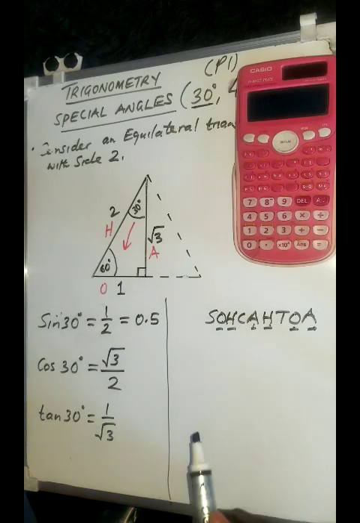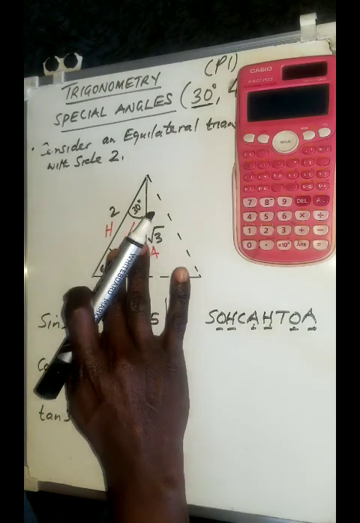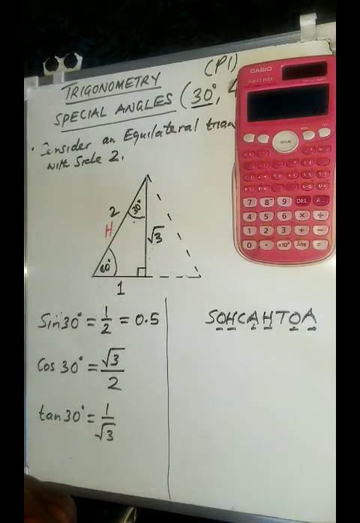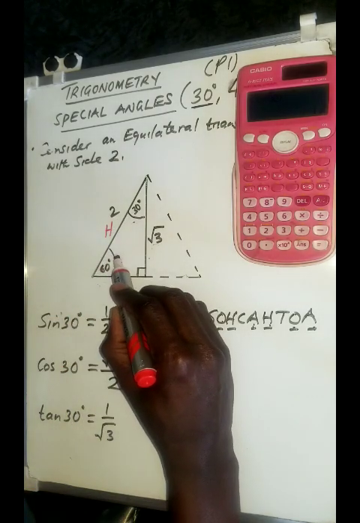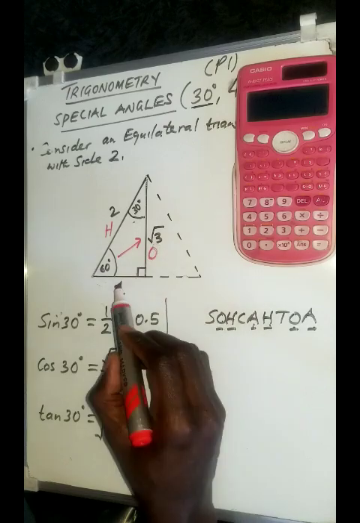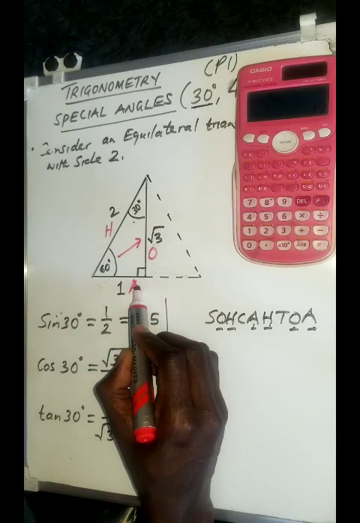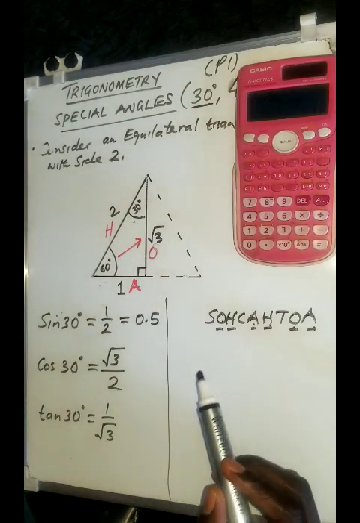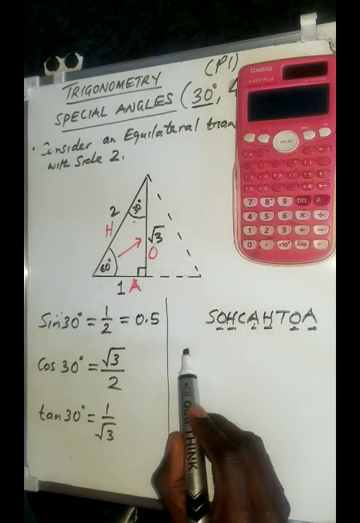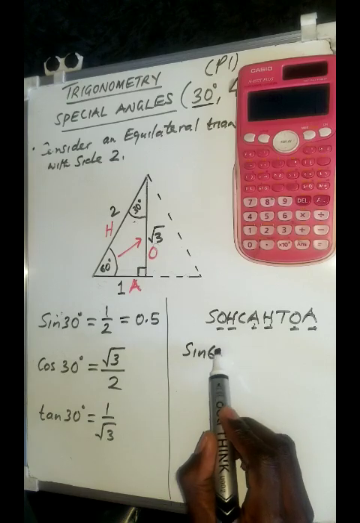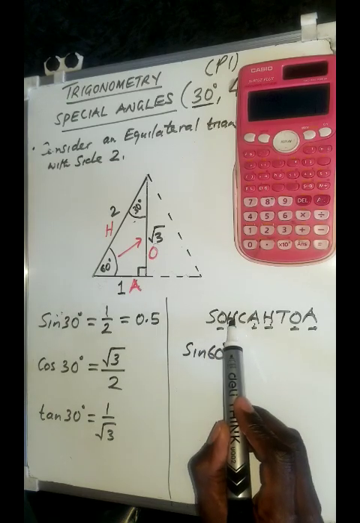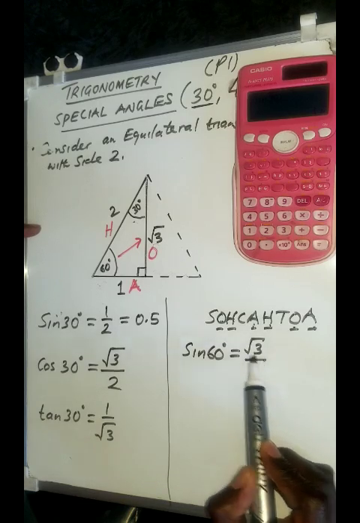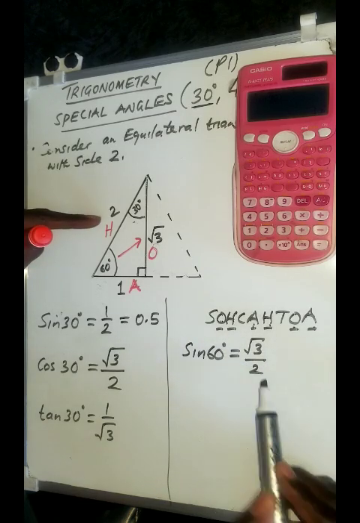All right, let's also try to look at now. The angle that I'm now looking at is no longer the 30, but I'm now looking at the 60. So if I'm looking at the 60 degrees where it is pointing, that is the opposite, then this one will be the adjacent. So sine 60 degrees will be equal to opposite over hypotenuse. So what's the opposite? It is the root of 3 over the hypotenuse, which is a 2 there.